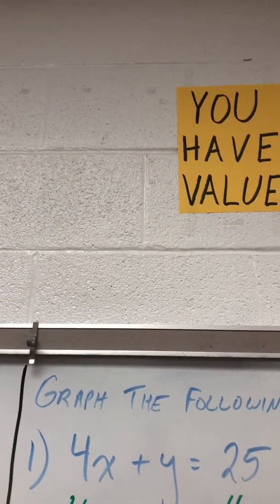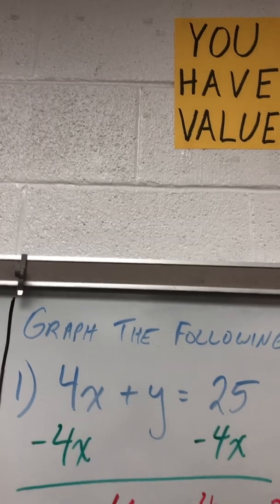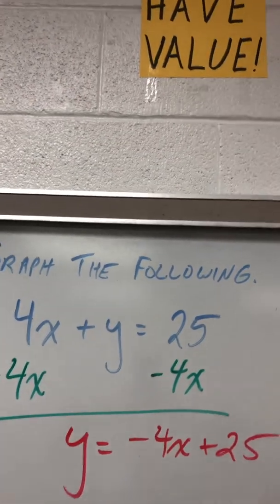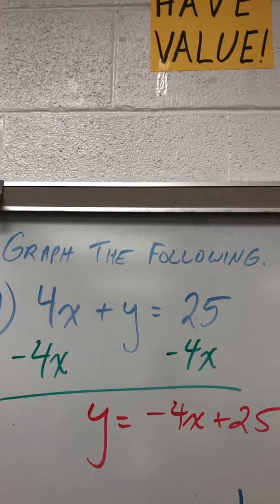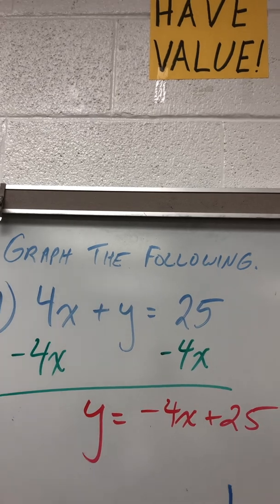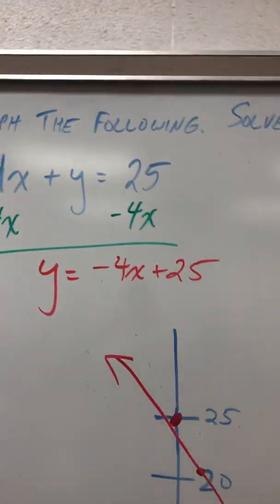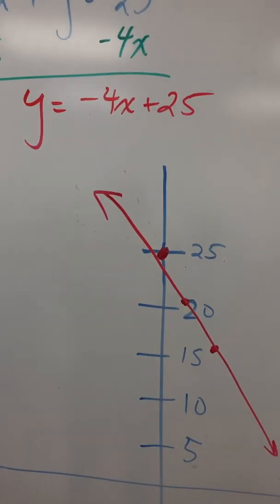So what are we going to do here? We're going to minus 4x from both sides. And we're going to get y equals negative 4x plus 25, because we write in the order of mx plus b. So y equals negative 4x plus 25. What's the intercept? 25. And from there you go down 4 over 1, right? And there's your graph.